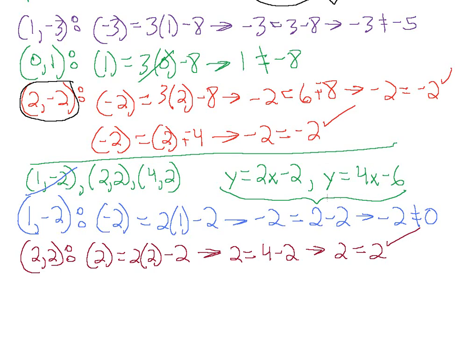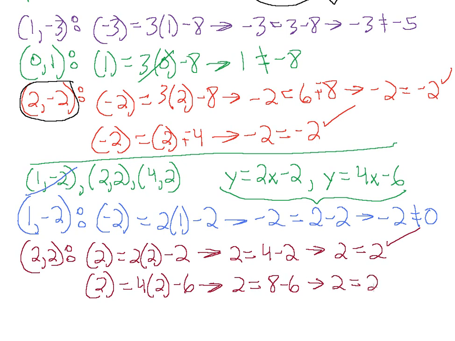Now we need to see if it's a point lying on this line as well for it to be an intersection. So let's plug in (2, 2) for our second equation. So we have 2 equals 4 times x, which is 2, minus 6. That gives us 2 equals 4 times 2 is 8, minus 6. And 2 equals 8 minus 6, which is 2. That's another true statement. So that means the point (2, 2) is the point where these two lines intersect, which also means that (2, 2) is indeed the solution to the system of equations.